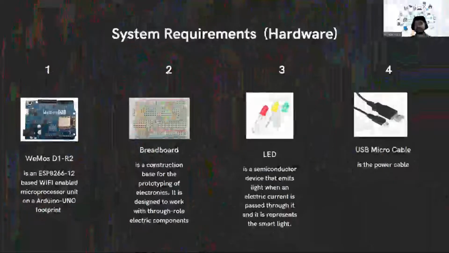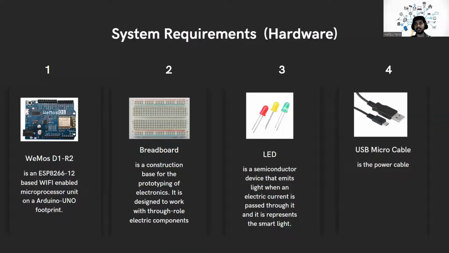Alright, now let's see the system requirements in order to develop this project. There are two sections that need to be concerned. One is hardware and another one is software. There are few hardware that are set to be used in this project. So firstly, we have the Wemos D1R2. It is an ESP8266 based Wi-Fi enabled microprocessor unit on an Arduino Uno footprint.